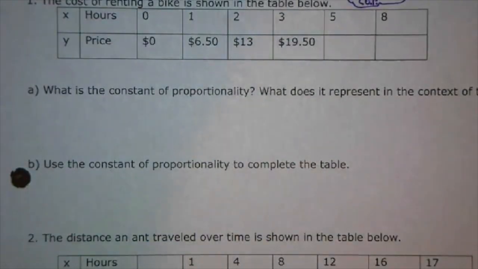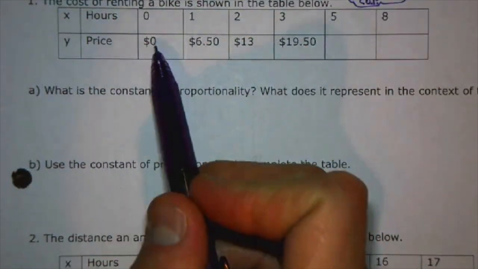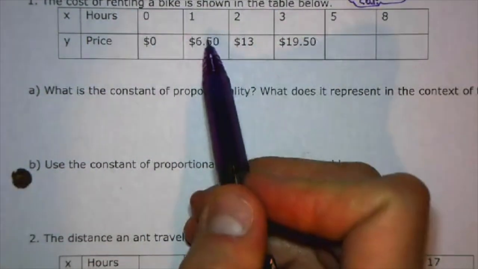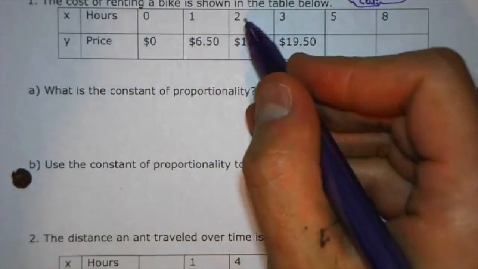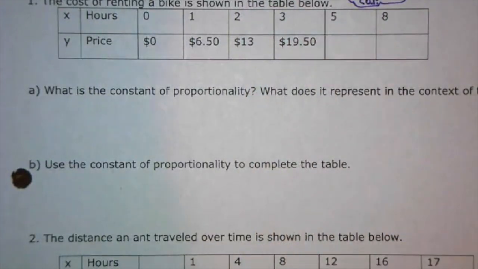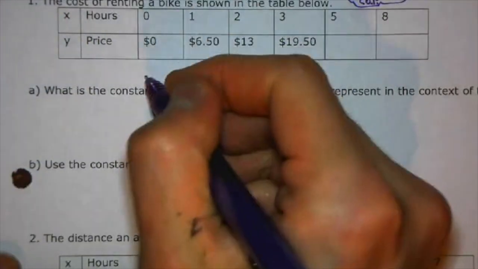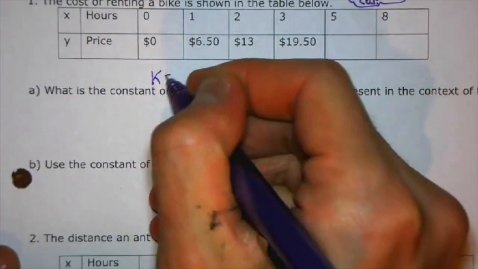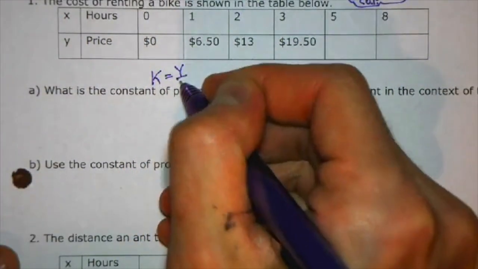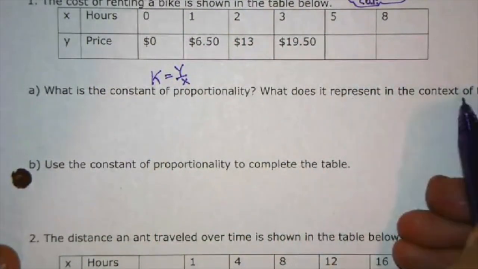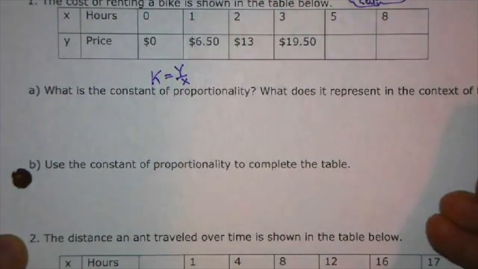The cost of renting a bike is shown in the table below. 0 hours is going to cost me $0, 1 hour $6.50, 2 hours is $13, and so on. I have to figure out the constant of proportionality, aka k, which I remember is y over x, and tell what it represents in the context of this problem.